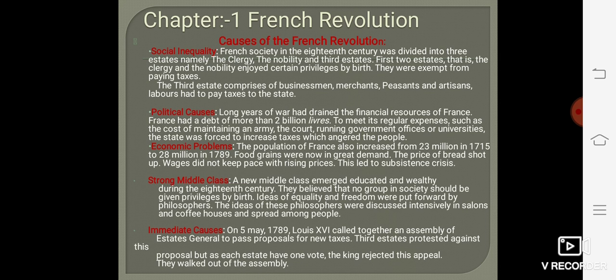And at last, immediate causes. On 5th May 1789, Louis XVI called together an assembly of the Estates General to pass proposals for new taxes. The Third Estate protested against this and they walked out of the assembly.